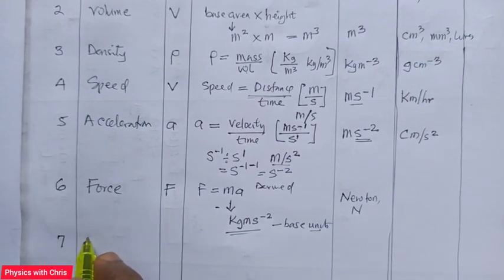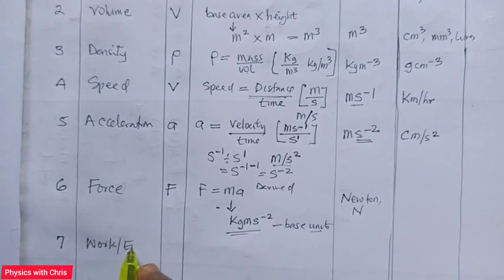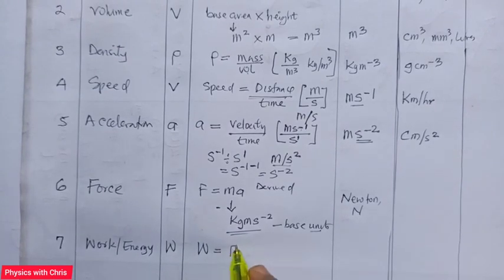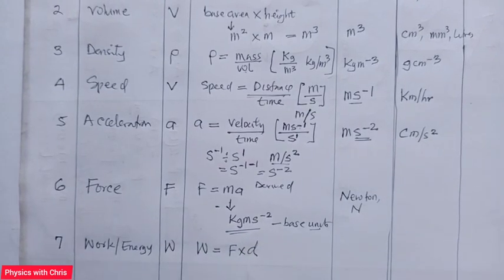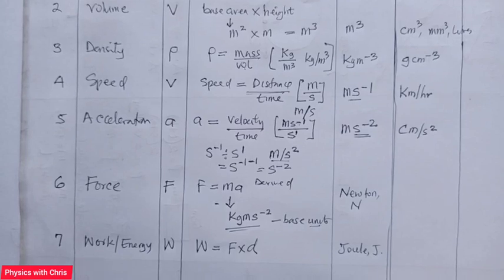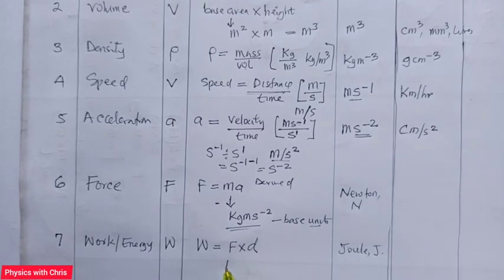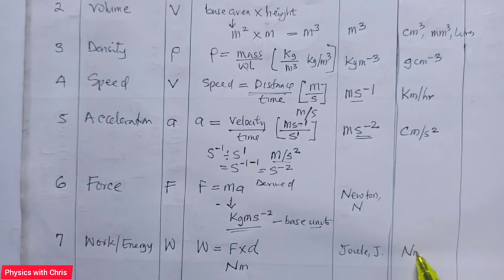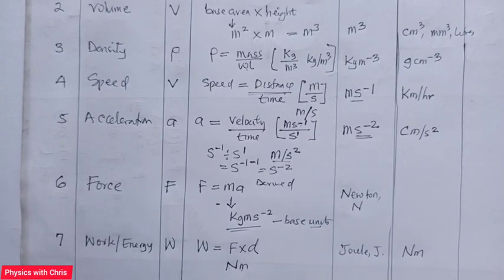How about work done or energy? You know, energy and work done have the same unit. Whether it is energy or work done, they have the same unit. And work done is defined as the product of force and the distance moved by the force. So we have the SI unit of work done as the joule, in honor of Mr. Joule. This man did a lot of experiments and research in the field of heat energy in physics. We can also write it as Newton meter, which is another way of expressing work done. Newton for force and meter for distance.